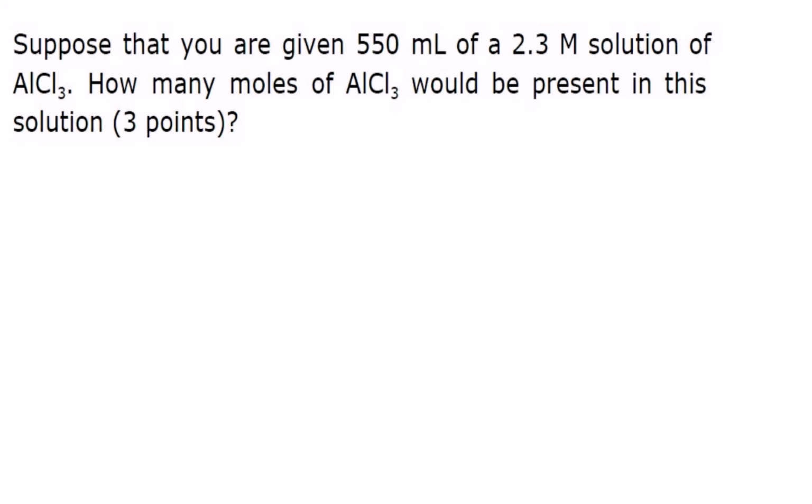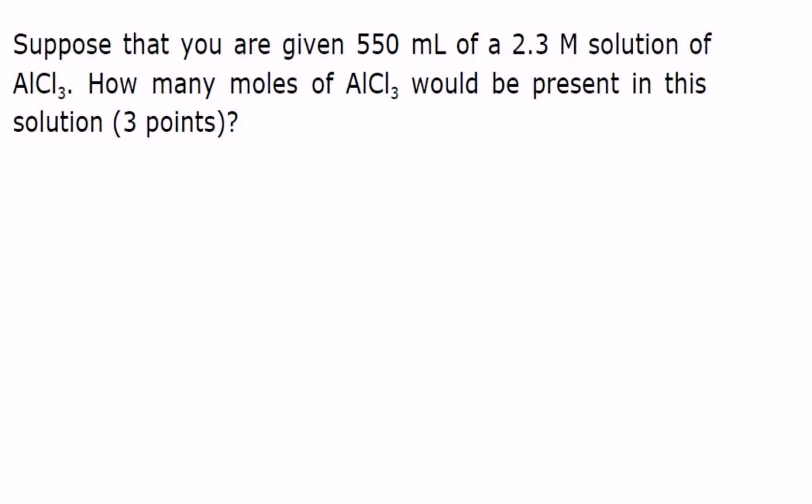Okay. So let's look at 2 examples, and that should be able to pretty accurately sum up molarity in calculations. So please forgive the points that are associated with this. These were questions I gave out in various quizzes and homeworks throughout classes that I've had. But let's use these for practice. Suppose that you're given 550 milliliters of a 2.3 molarity solution of aluminum trichloride. All right? So, how many moles of the aluminum chloride would be present in this solution?